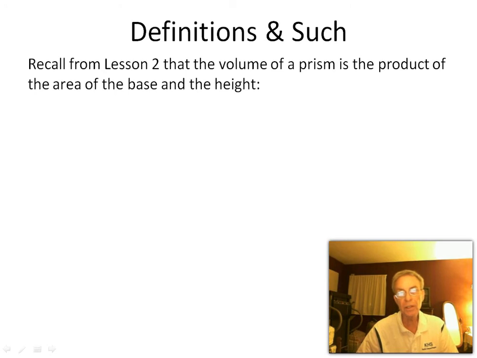Okay, for definitions and such, in Lesson 2 we were told that the volume of a prism is simply the product of the area of the base and the height, or the distance between the two bases. So the volume of a prism, in this case, the formula is equal to the area of the base times the height.